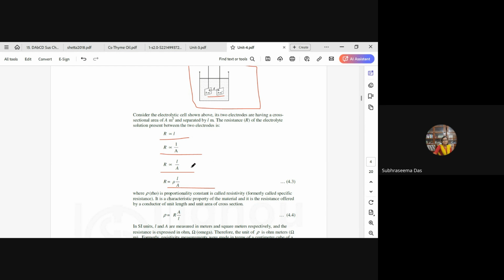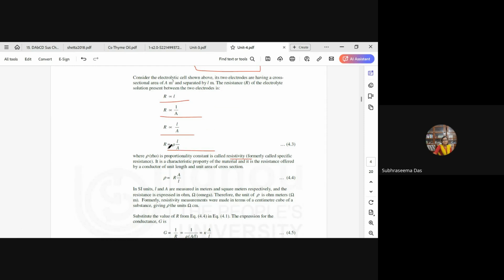Here rho is the proportionality constant and it is called resistivity. It was previously called specific resistance, but now we call it resistivity. That is, resistance is equal to resistivity into L by A. So if we want to define rho, rho can be expressed as R into A by L. So rho is a characteristic property of a material and it is the resistance offered by a conductor of unit length and unit area of cross section.